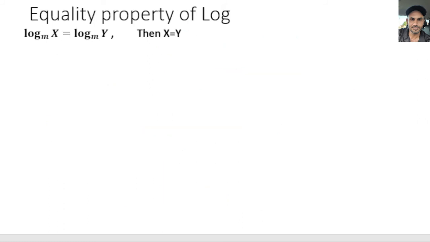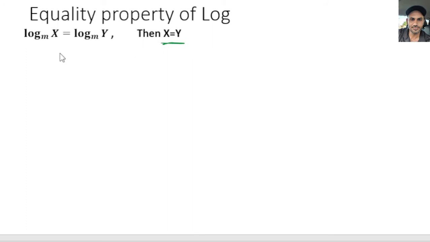Now let's go to the next section. Here we are going to work on an equality property of log. This one says that if log of a number x with the same base equals log of a number y with same base, then x and y are equal. So we're going to go ahead and do some examples. Usually it's done to solve some equations, unknowns.